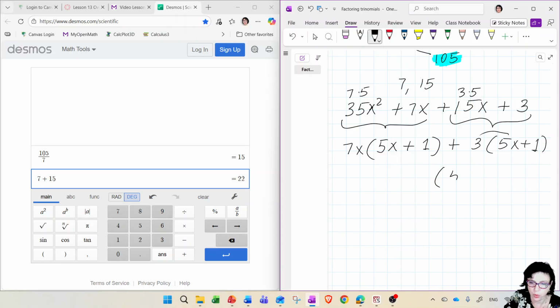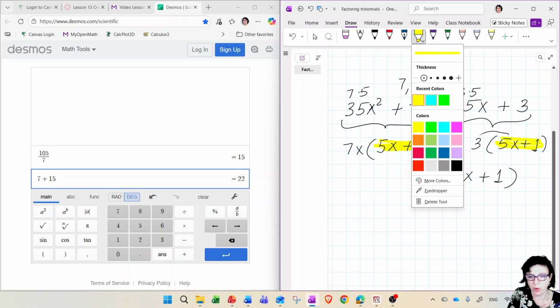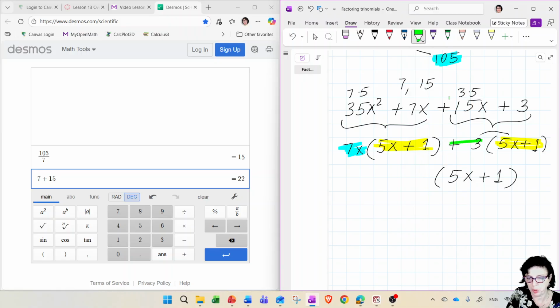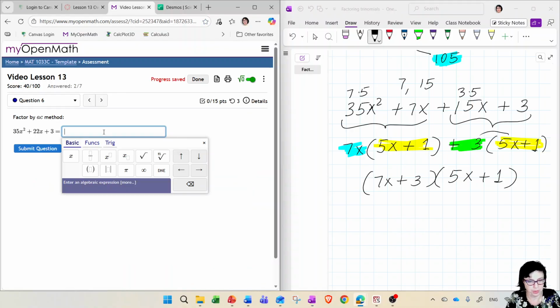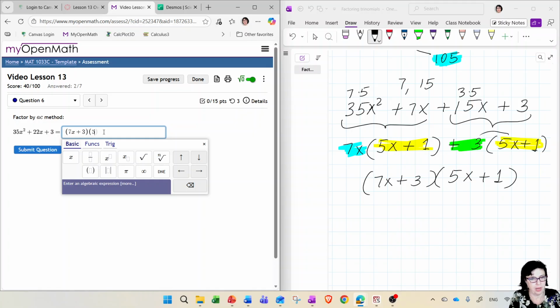We got the common factor, 5x plus 1. We can see it's there, and we can pull it out. This is the same as this, but those other two are not. The 7x, and the other one, the plus 3. That's the other factor that we're going to get. The one that repeats would be one of them, and then the other one will be 7x plus 3. And we factored it. Always check by foiling. I'm not going to do it, but if you do it, you'll pretty quickly see that it's correct.